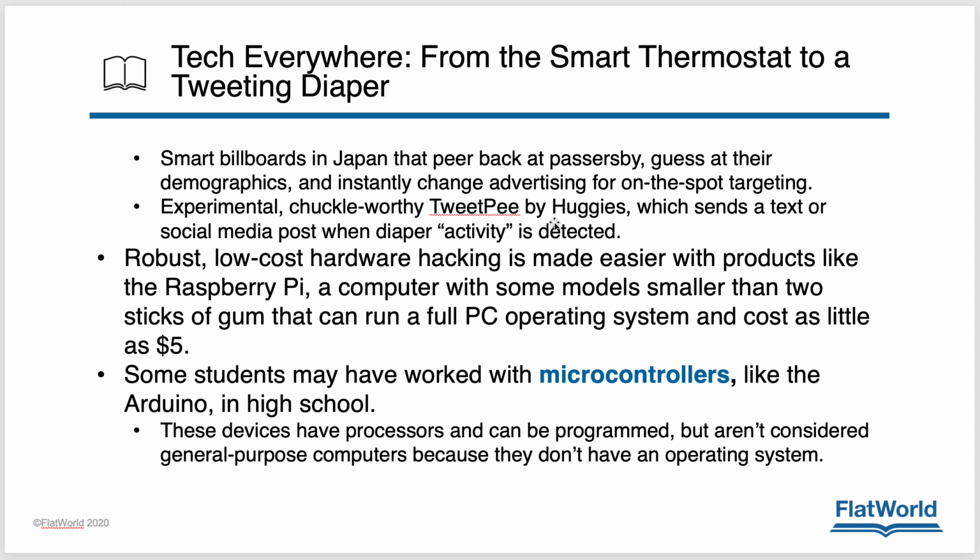So the Tweet P by Huggy sends a text or a social message when a diaper activity is detected. It is experimental. Low-cost hardware hacking is made easier with the Raspberry Pi, a computer, with some models smaller than two sticks of gum, that can run a full PC operating system and cost as little as $5. Google that. That's crazy.